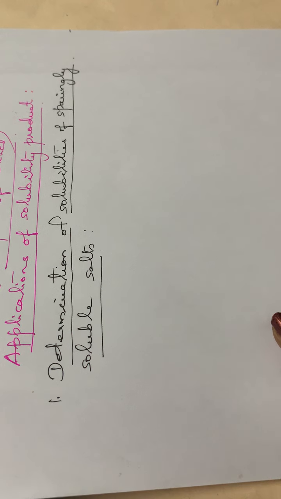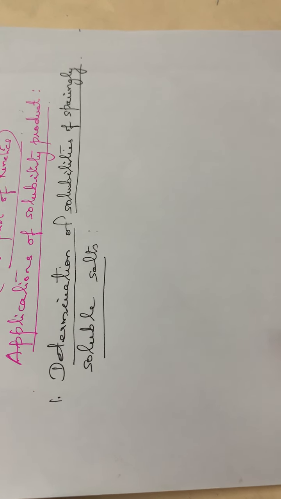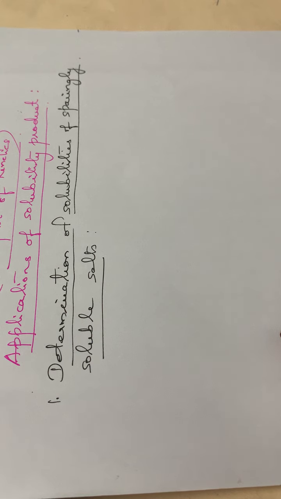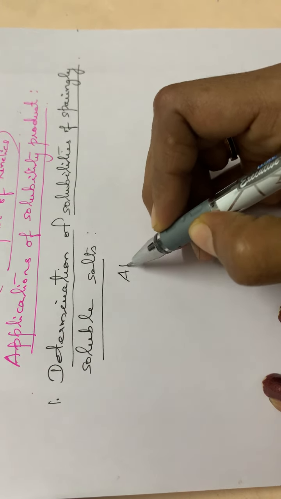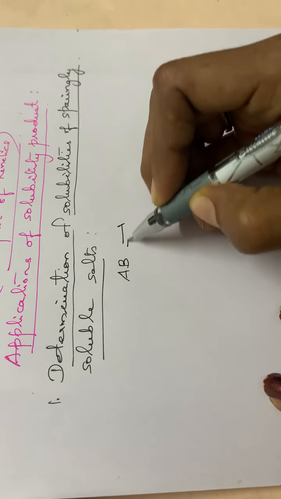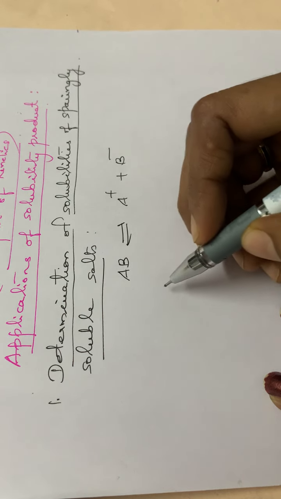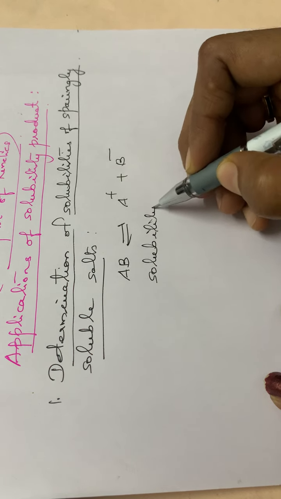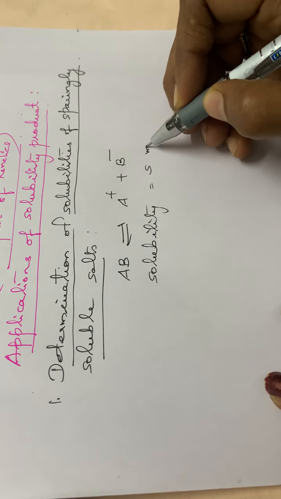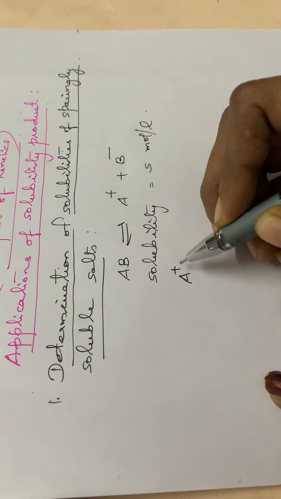Then the first application is the determination of solubilities of sparingly soluble salts. Normally we write the sparingly soluble salt as AB, and this AB will ionize as A plus and B minus. Let the solubility be S mole per liter. Solubility is equal to S mole per liter.